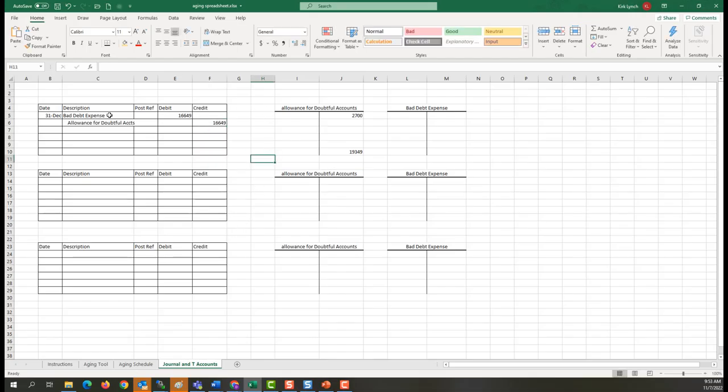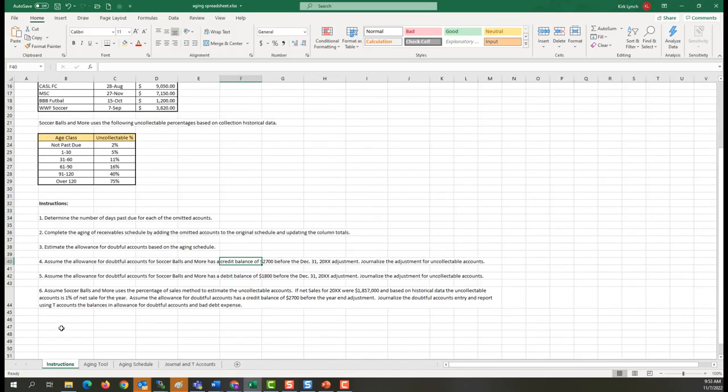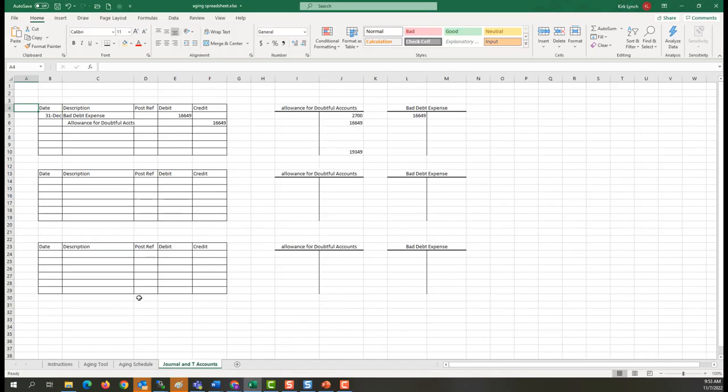When we post this, bad debt expense gets $16,649. Our allowance for doubtful accounts gets a new credit entry of $16,649. And when we add the existing $2,700 to this entry, we get an ending balance of $19,349, like we said we wanted to. So this was step number 4 in the instructions, completing that journal entry right here. So we'll put a 4 right there.